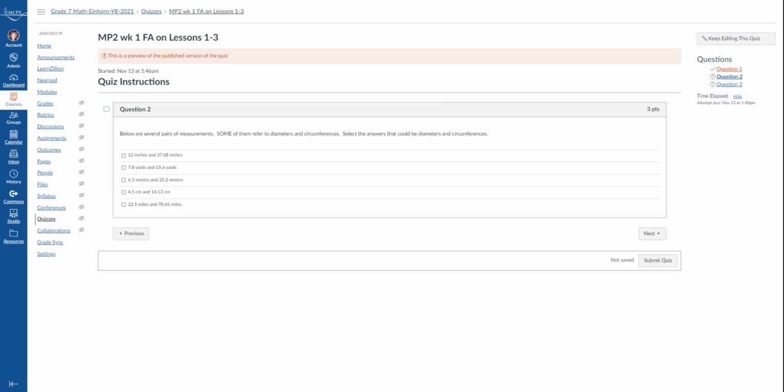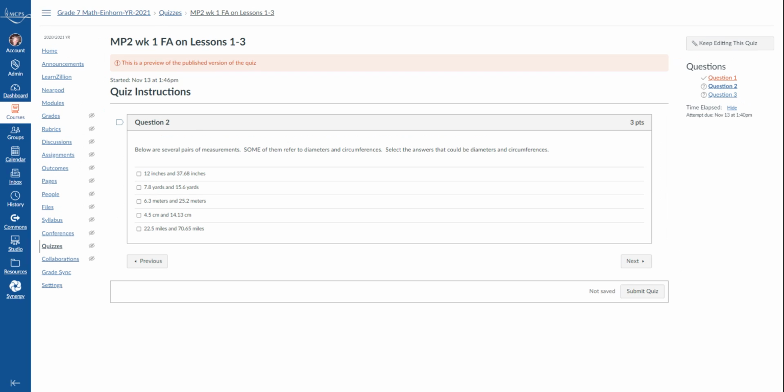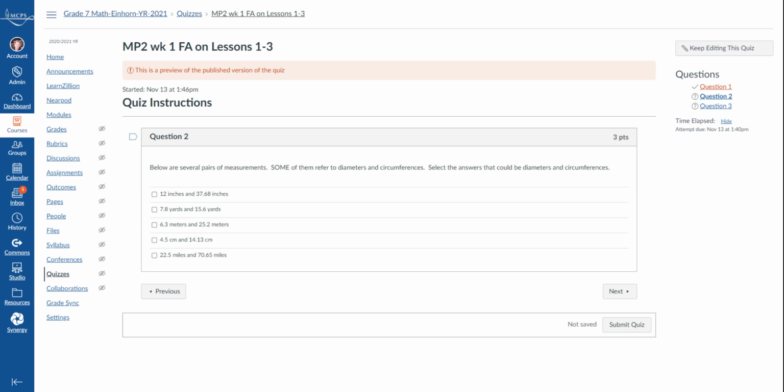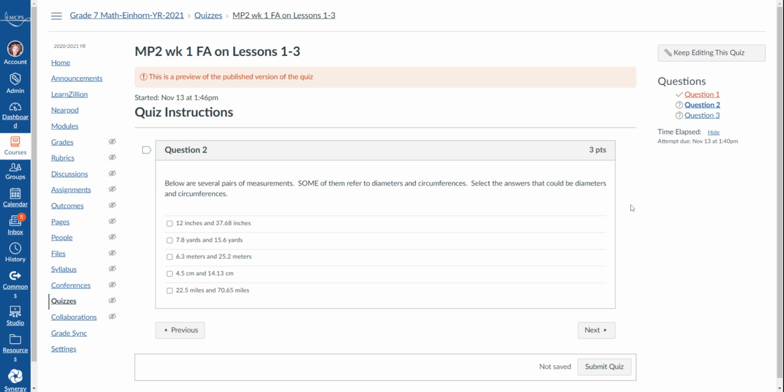So here's question 2. Question 2, we have several pairs of measurements, and I'm going to enlarge this a little bit so we can see it better. We have to figure out which ones are diameters and circumferences. So one thing we know is that if it's a diameter and a circumference, then when we divide them, we should get the value of pi. That when we do our constant of proportionality, which is the right divided by left, we should get a value of pi. So that's what we're going to do for each one of these problems. We're going to do the right divided by the left and see what we get, whether it's pi or not.